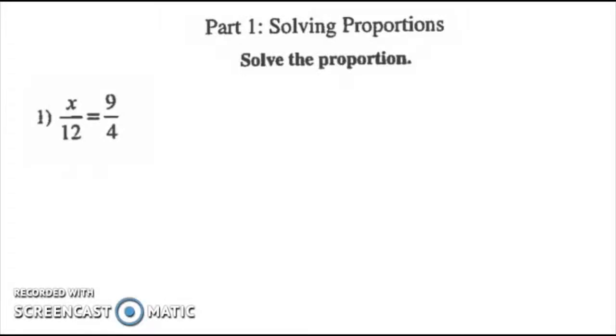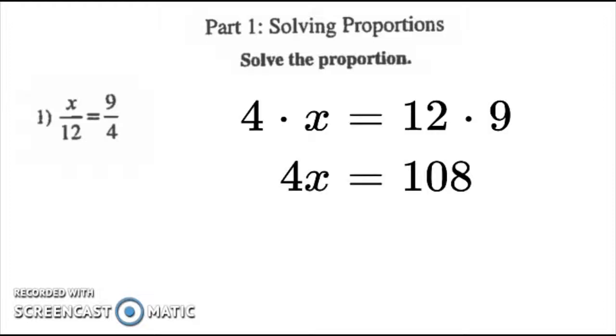Number 1 is asking you to solve the proportion. So to solve proportions, you cross multiply. So we have 4 times x equals 12 times 9. 4 times x is 4x. 12 times 9 is 108. Divide both sides by 4, you get x equals 27 for number 1.